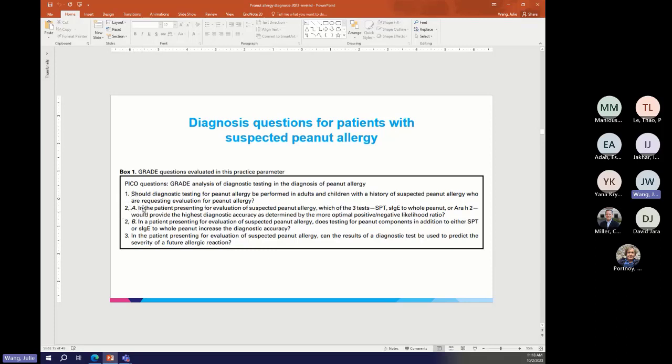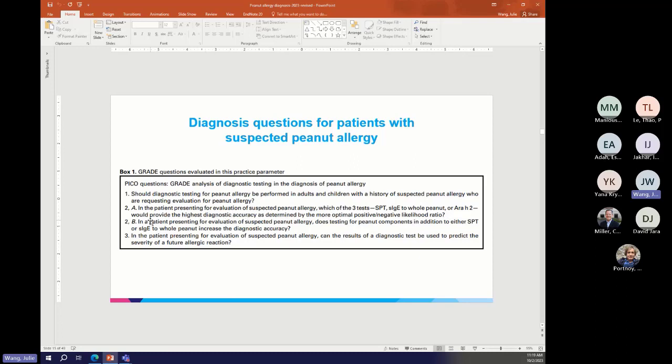The second question is split into A and B, and then a third question. So question 1 is, should diagnostic testing for peanut allergy be performed in adults and children with a history of suspected peanut allergy who are requesting evaluation? Question number 2 is, in the patient presenting for evaluation of suspected peanut allergy, which of the 3 tests, skin testing, IgE to whole peanut, or IgE to Ara h 2, would provide the highest diagnostic accuracy?